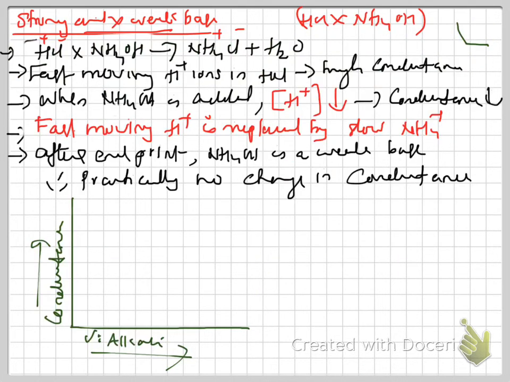In the third case, we have strong acid against weak base. Strong acid, that's HCl, and NH4OH is our weak base. When HCl is titrated against ammonium hydroxide, the product is NH4Cl and H2O, which is an unionized molecule.